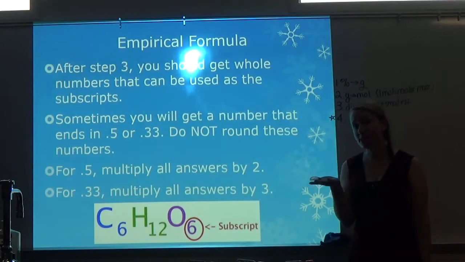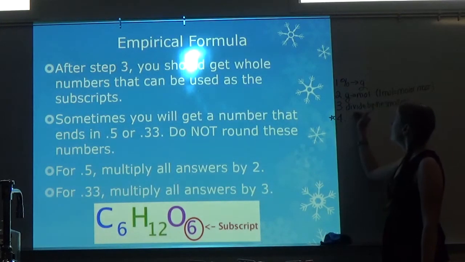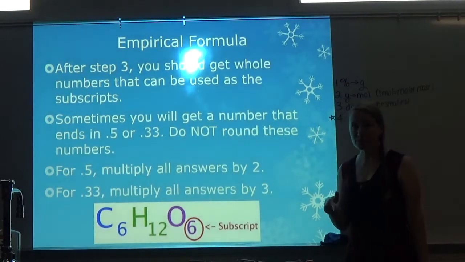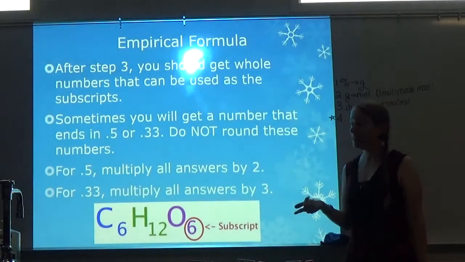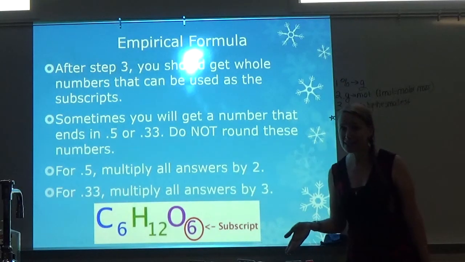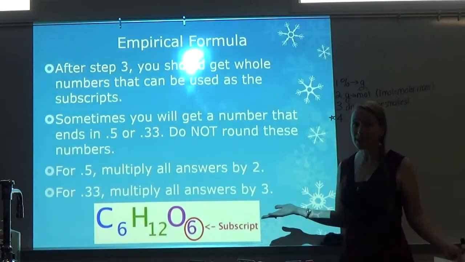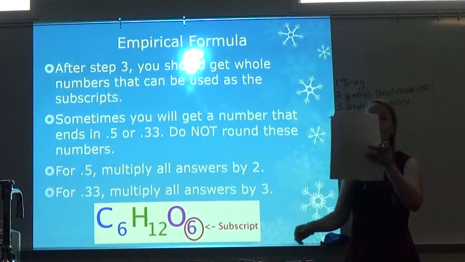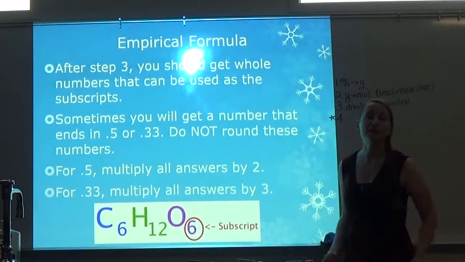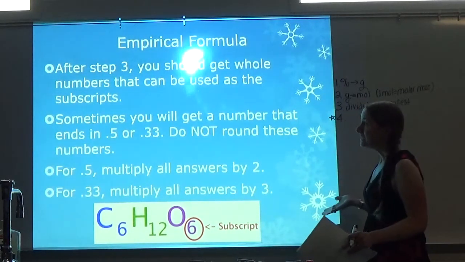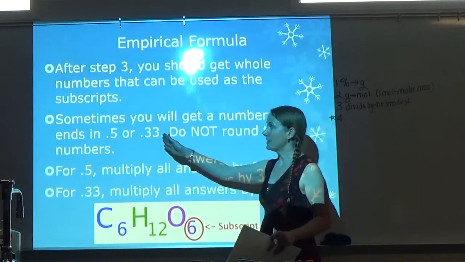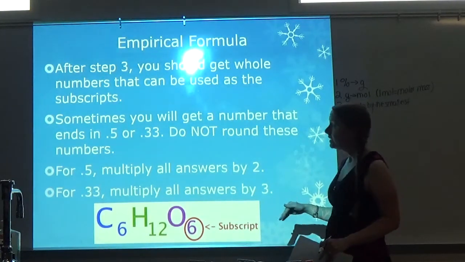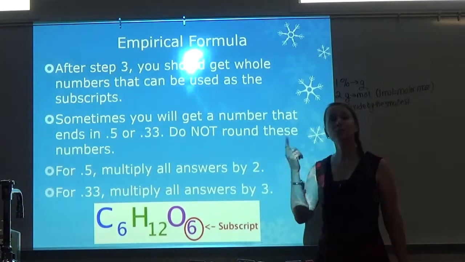What's happening is, when we divide by the smallest, we assume the lowest subscript is going to be a 1. However, not everything has a subscript that has a 1. Like its empirical formula, it could be a 2 and a 5. It could be a 6 and a 7. And so in that case, you'll end up with a fraction. Again, the ratio is still correct. So you fix it by just getting rid of the fraction.